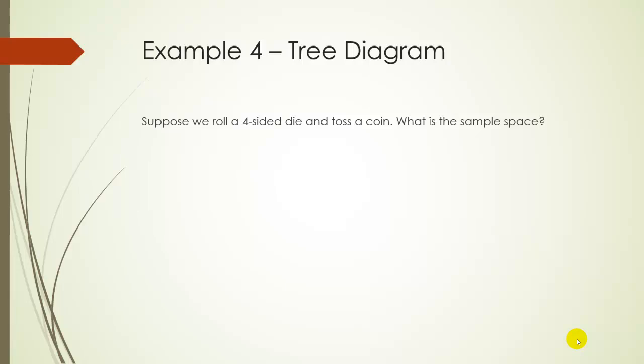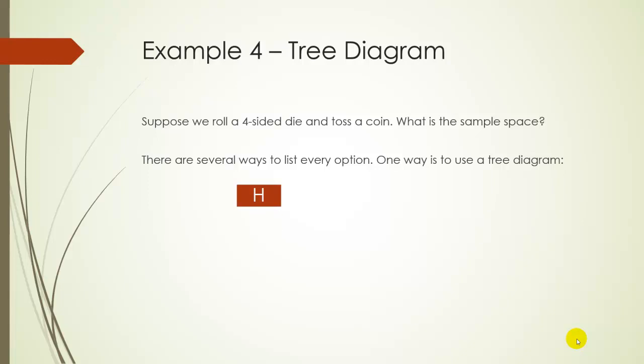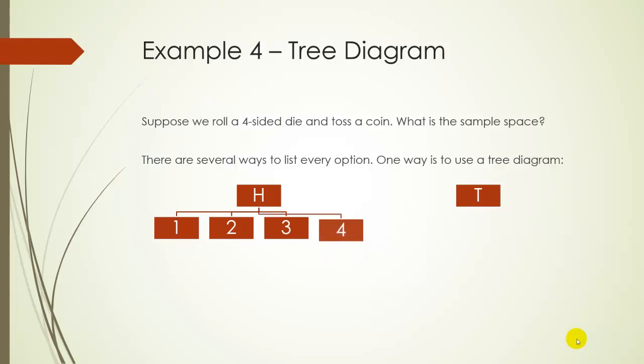So unlike our prior examples, we actually have 2 parts to this experiment. Even though these could be done at the same time, we're going to view them as one happening before the other. So there's several ways to list every option. One of them is a tree diagram. So the idea is that we can either get a head or a tail when we toss the coin. If we get a head, we're going to have 4 options when we roll the die, 1, 2, 3, or 4. If we get a tail, again, same thing. We're going to have 4 options.